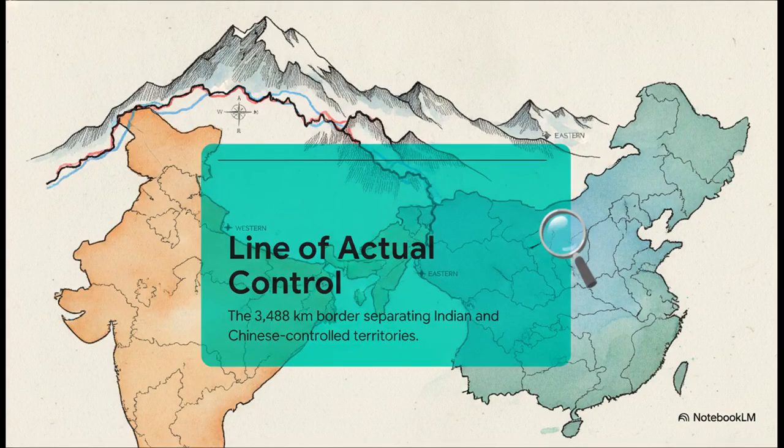Moving east, we run into the LAC, or the Line of Actual Control. This is the de facto border that separates Indian-controlled territory from Chinese-controlled territory. And it is not just one small segment. It stretches a staggering 3,488 kilometers across 3 distinct sectors: the western, the middle, and the eastern.